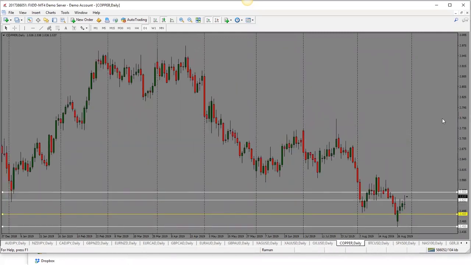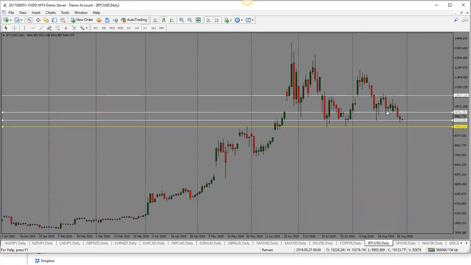Copper. Copper is interesting here. We have a neutral candle close here. It looks like price has gapped up, but it could fill that gap. But for now, it's neutral, and this one could go in either direction.